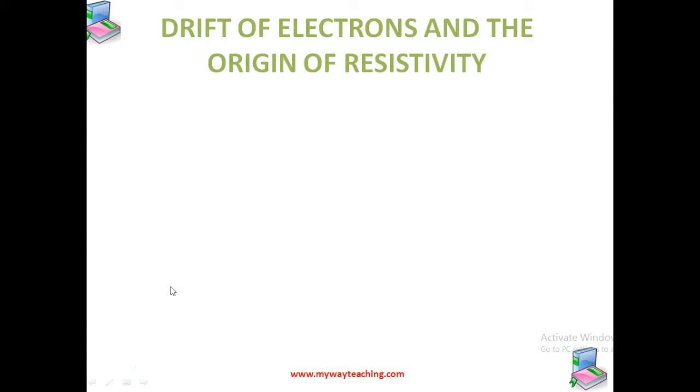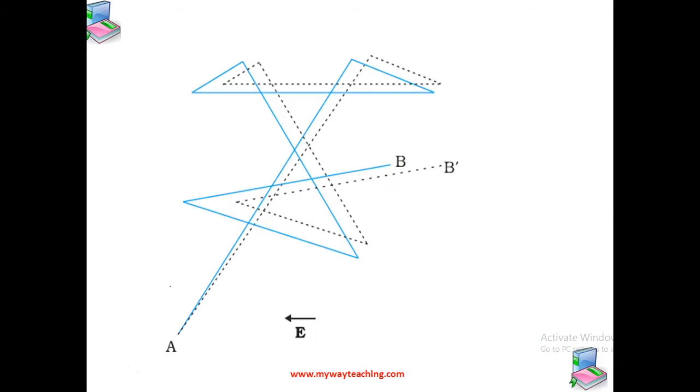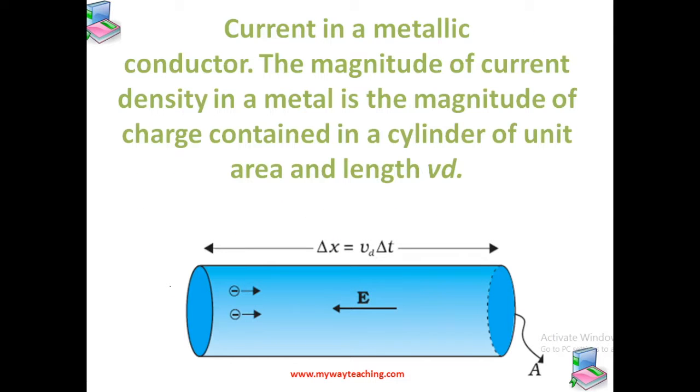Because of the drift, there will be a net transport of charges across any area perpendicular to the electric field E. For example, consider a planar area A located inside the conductor such that the normal to the area is parallel to E, as you can see in this particular figure.